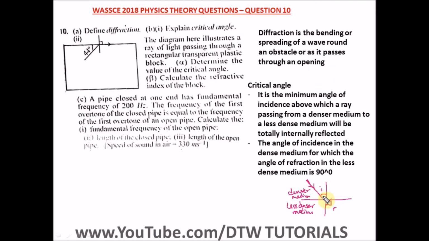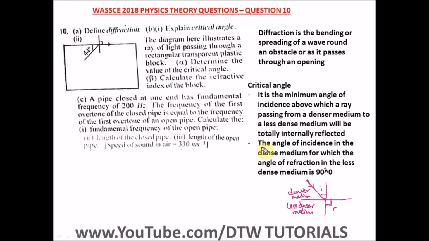All right, so this is what a critical angle is. It says it's a minimum angle of incidence above which a ray passing from a denser medium to a less dense medium will be totally internally reflected. Totally internally reflected means here the angle of refraction is what? 90 degrees. Or it says it is the angle of incidence in the dense medium for which the angle of refraction in the less dense medium is what? 90 degrees. All right, I think this definition is quite straightforward.